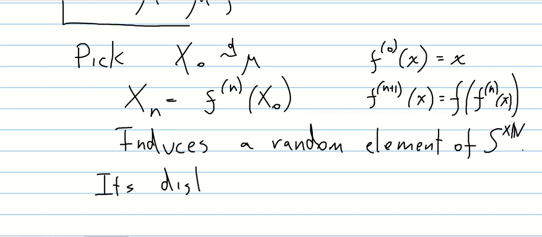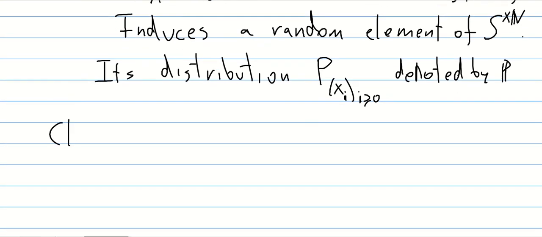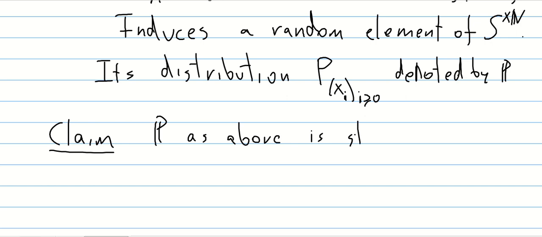Usually we call its distribution P_x, so this is one way to describe it, but we could also call it P like this. This is just a distribution on the product space, as we talked about before. And this is going to be invariant. So claim: P as above is stationary. So this is another example.